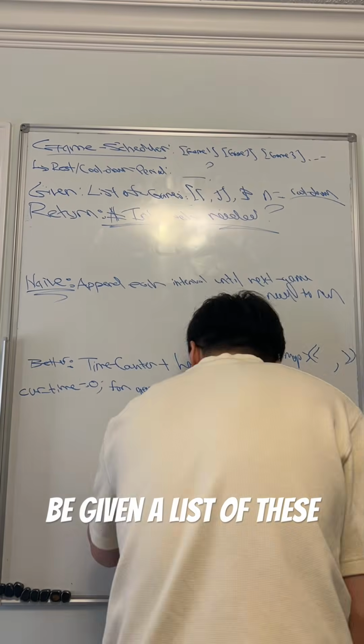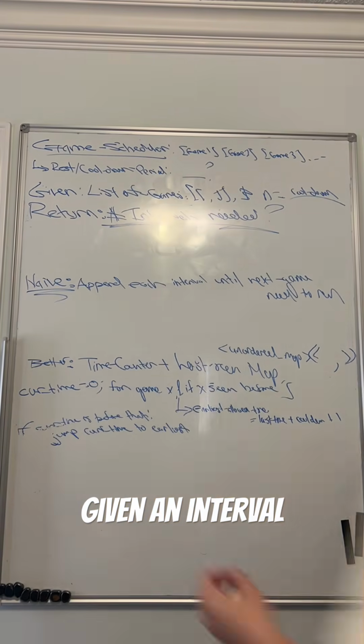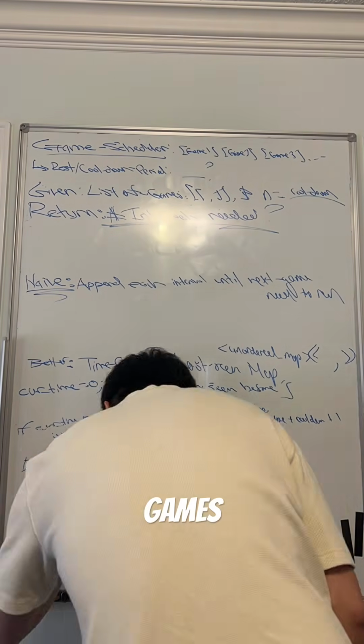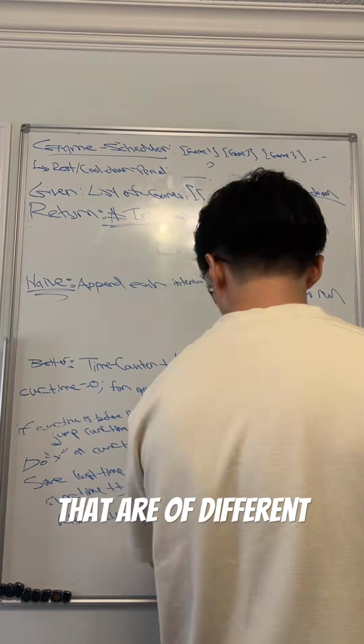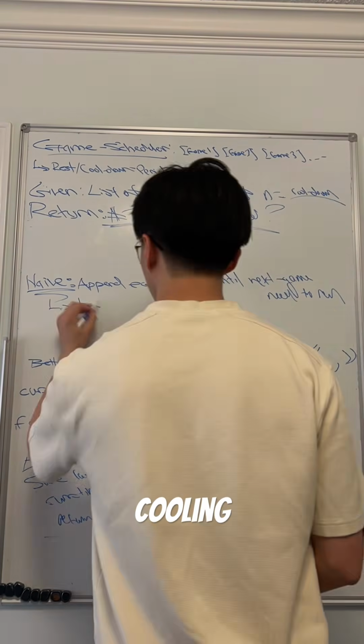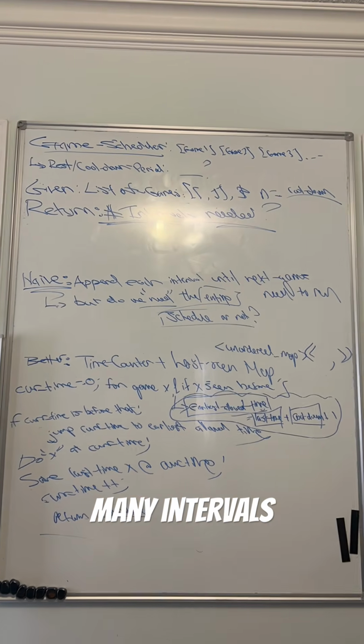You'll be given a list of these said games, and then you're also given an interval for any consecutive two games that are the same, they must have that same interval cooldown between them. However, back to back games that are of different types don't need an interval cooling. Just simply return how many intervals are actually needed.